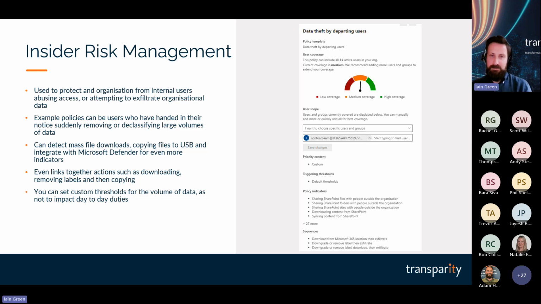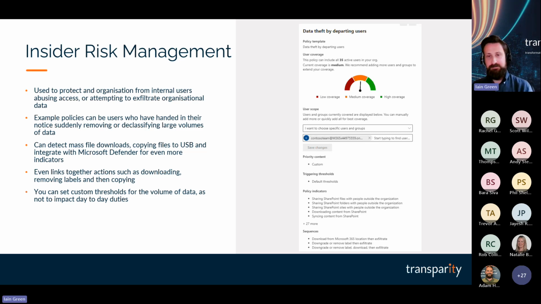The things it can detect, especially if you've got Microsoft Defender, are a massive list of indicators. But things like printing, or, if you've got information protection labels, people downgrading a number of labels all at once. But I think the best use of it is when it not only detects a single activity, but starts detecting sequences of events.